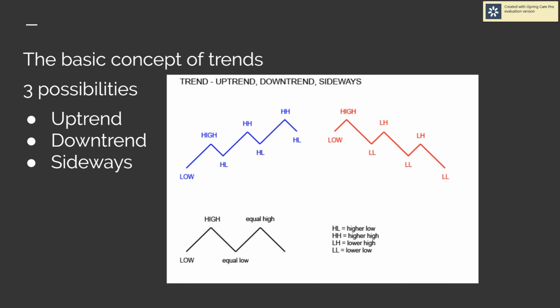Alright, now let's jump into a little bit of real technical analysis, since you had the psychology behind it and a little bit of history. To start with the basic concept of trends, this is really important if you want to understand technical analysis. So there are three possibilities. There's an uptrend, a downtrend, and we can trade sideways. All the three possibilities are explained in the picture here.